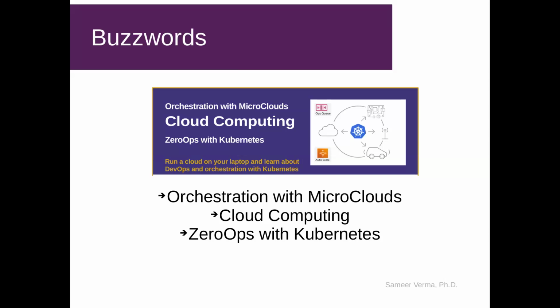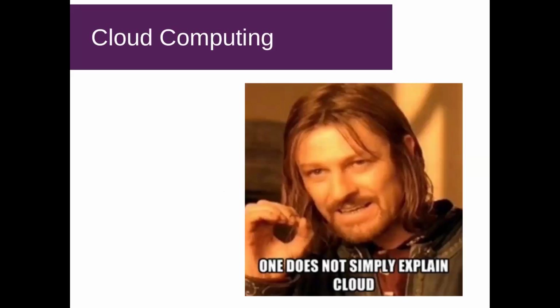So there are 3 parts to this, right? There's the first line, it says orchestration with microclouds. So we should tackle that. Then there is cloud computing. We should tackle that. And then there is zero ops with Kubernetes. We should tackle that as well, right? So that at the end of this, these are not buzzwords. All right. So I broke it down into 3 parts. We'll begin with cloud computing because that's sort of the basis of a lot of these things, right? Unless you have a good understanding of what really is the core of cloud computing, all the other stuff is very hard to sort of assemble in your head.